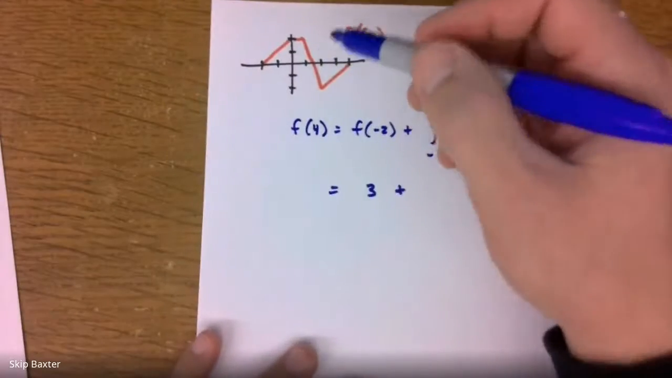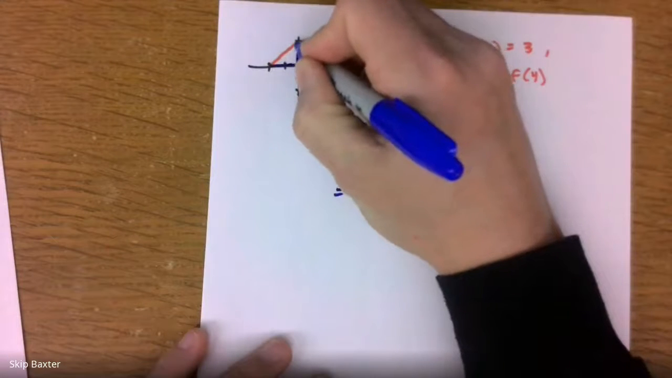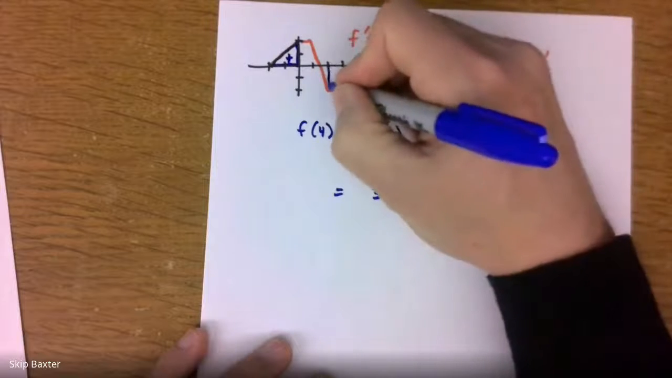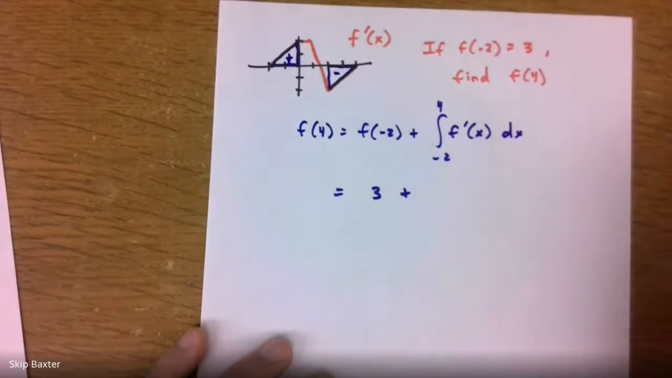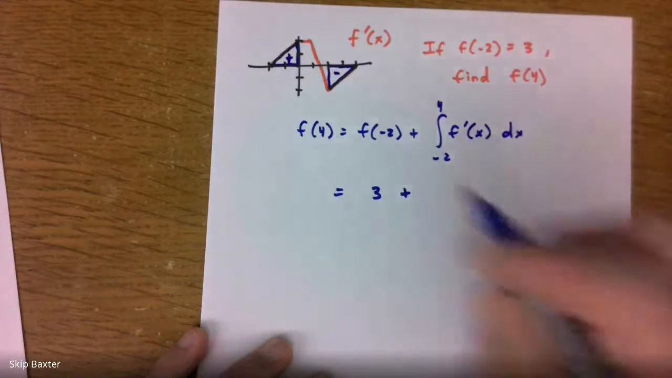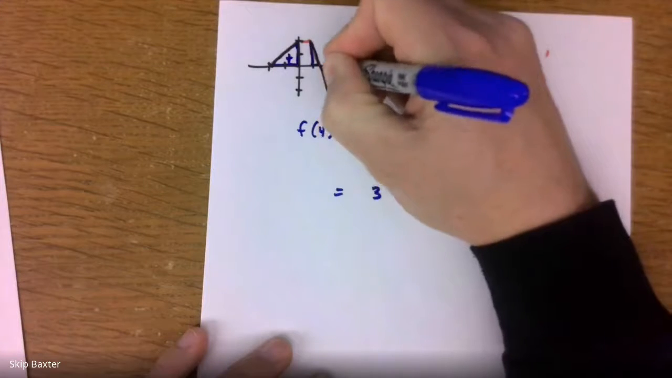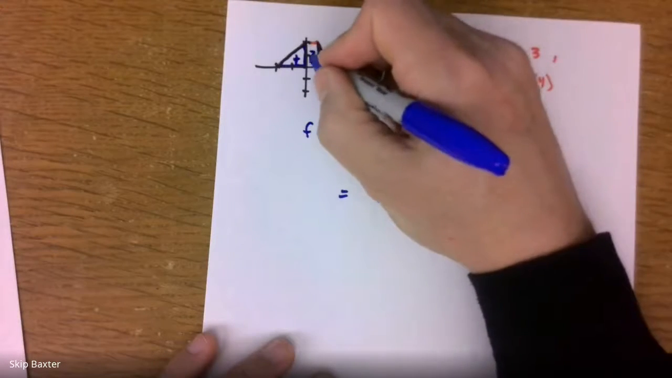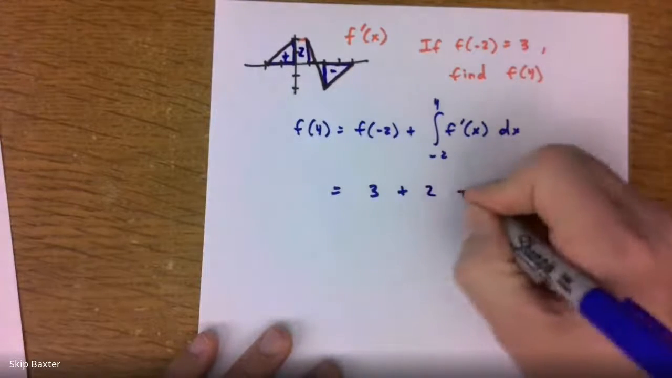Again, looking at this graph, there's a lot of stuff that cancels. We have a positive area right here. That's going to cancel with this negative area right here because they're equal sized triangles, right? Same thing goes for this triangle right here and this triangle right here. They're equal sized triangles. One's positive, one's negative. So all you have to really count is that right there, 2. The total integral here is going to be 2. The answer is 5.